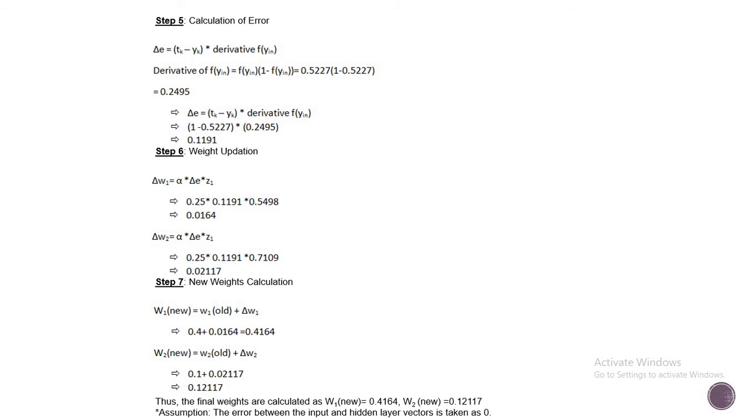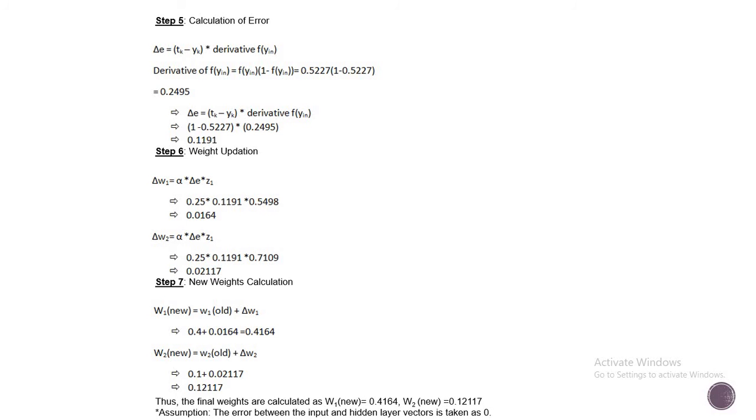Now we can update our weights, that is step 6, weight updation. Delta W1 is equal to alpha into delta E into Z1, that is 0.25 into 0.1191 into 0.5498, that is equal to 0.0164. And delta W2, the change of the second weight, is equal to alpha into delta E into Z2, that is equal to 0.25 into 0.1191 into 0.7109, that is equal to 0.02117.